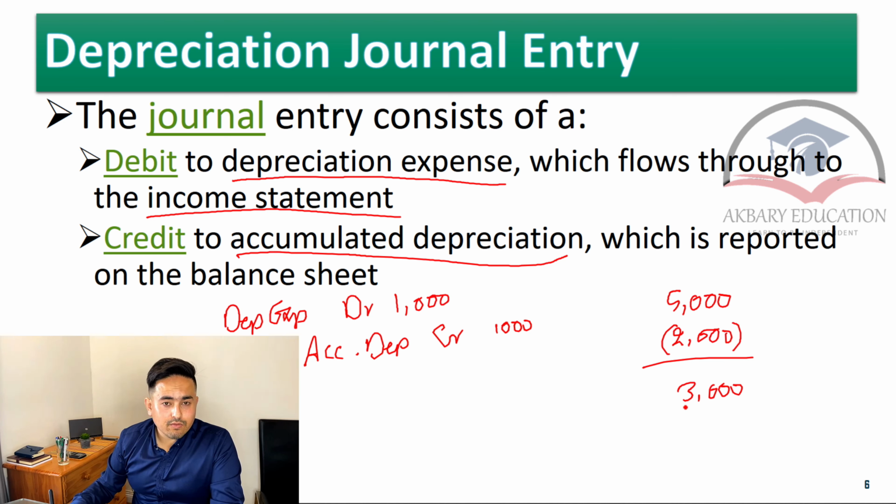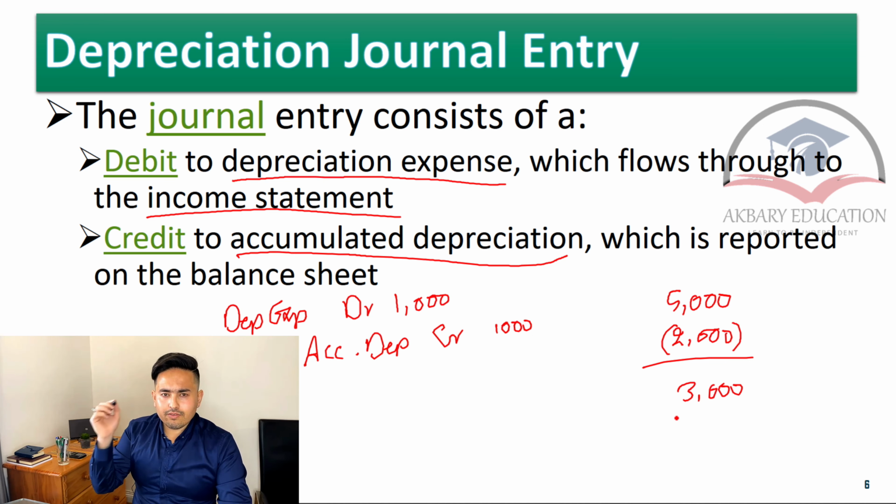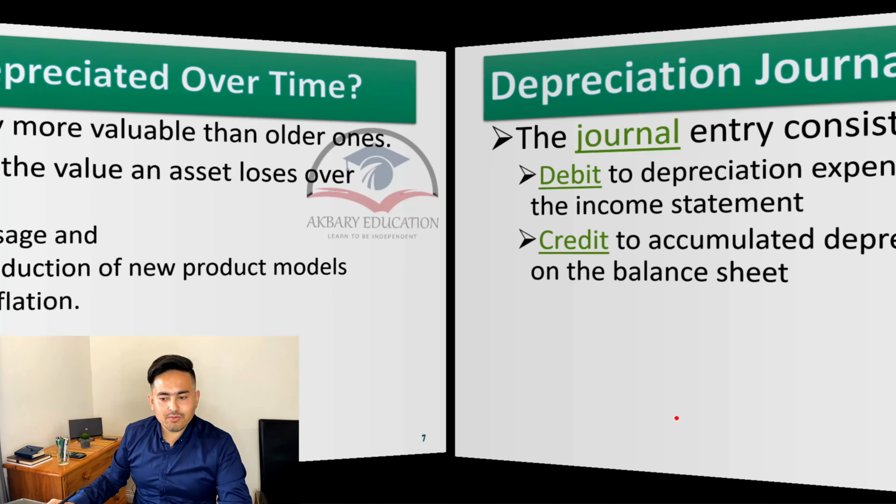It is a very generic, clear idea. I used that asset for 2 years. Then my net value is not still $5,000. It is $3,000. And that $3,000 will be reported in the financial statement. And if you don't know about the financial statement very well, there's a video on our YouTube channel named Financial Statement and Elements. Go ahead and review that.